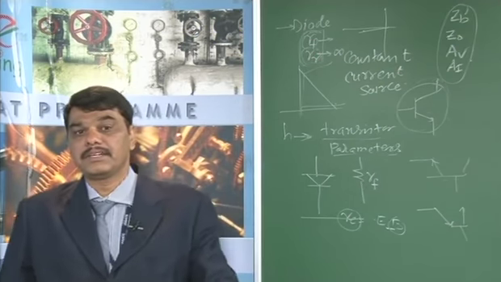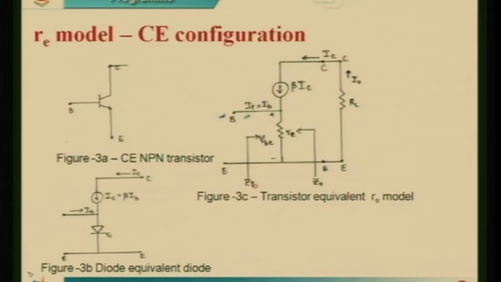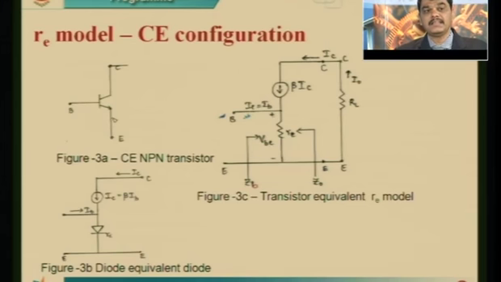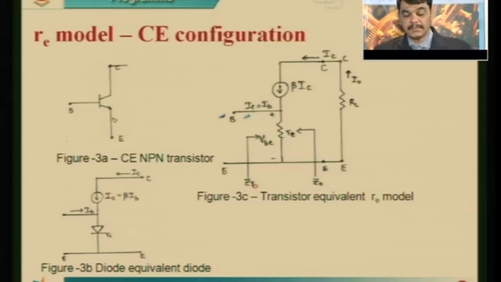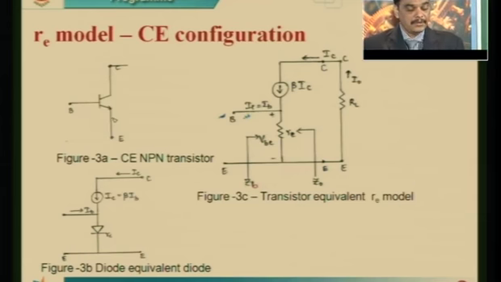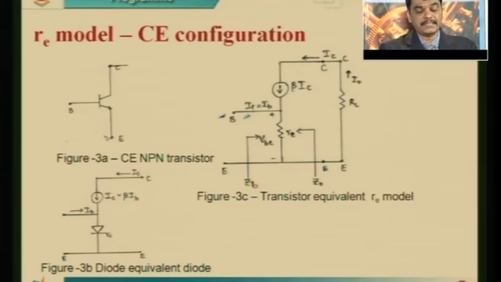In the re model common emitter configuration, figure 3A shows an NPN common emitter configuration with base, emitter and collector as shown in the figure. When modeling a transistor, first identify the terminals of the transistor. Once identified, we already know that the input circuit, the base emitter junction, is forward biased and the collector base junction is reverse biased, but the output is taken across the emitter and the collector. Here the emitter is common for the input and the output, as shown in figure 3B.